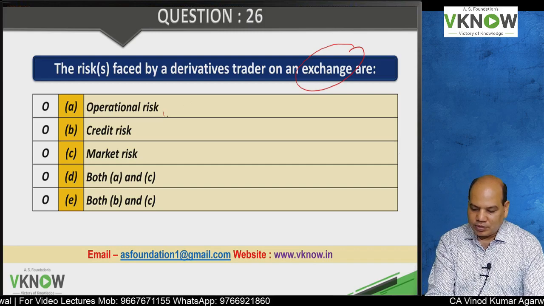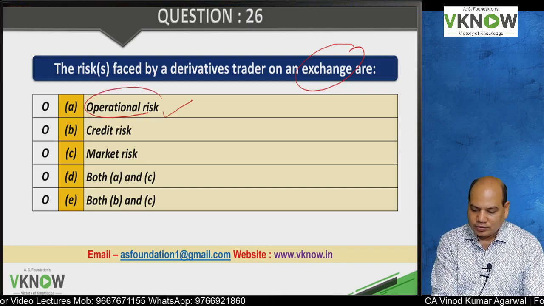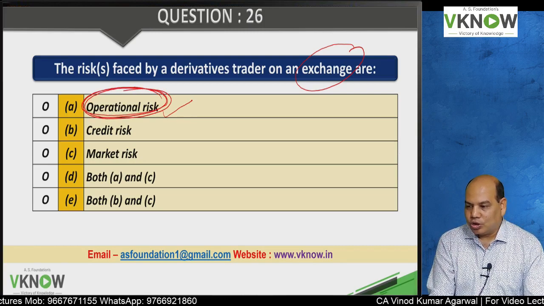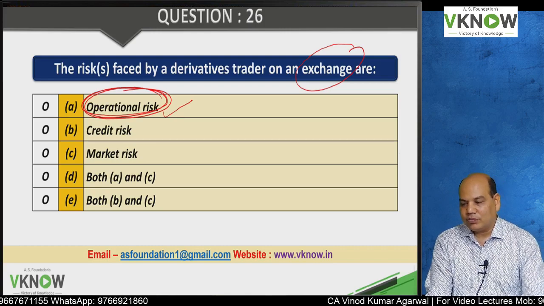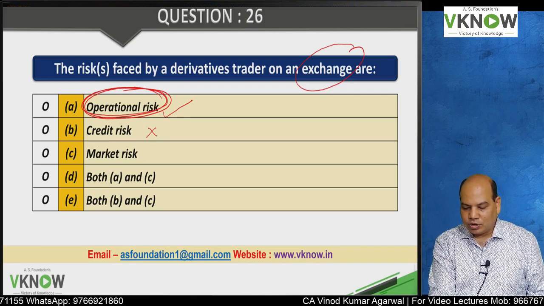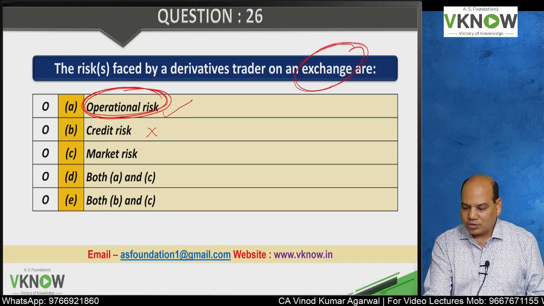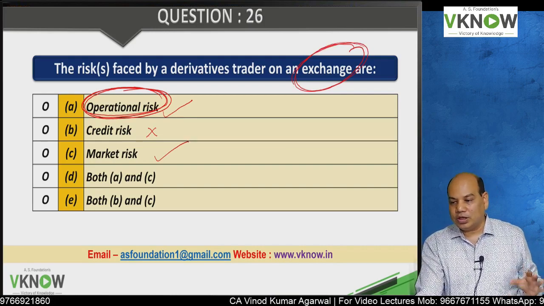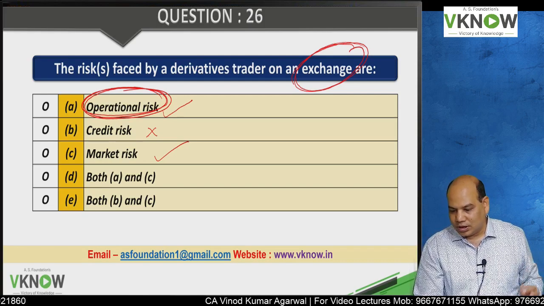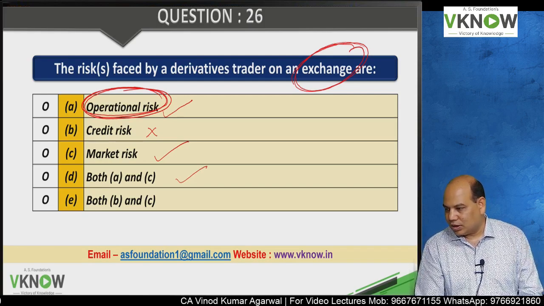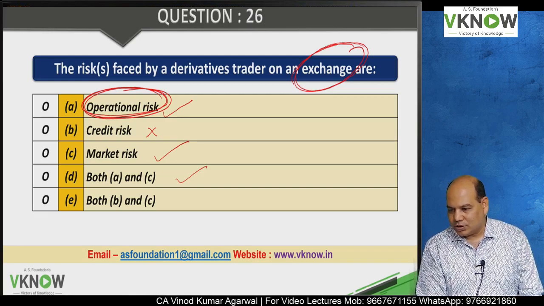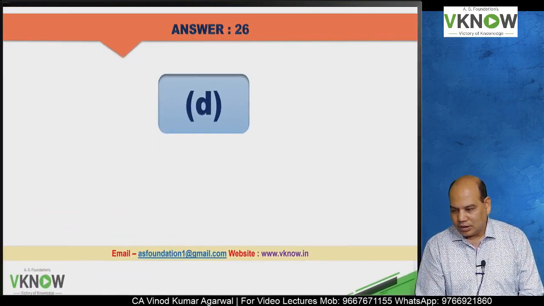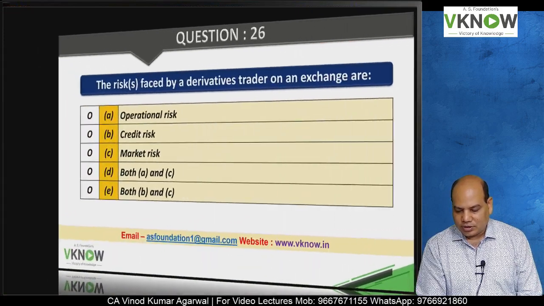Operational risk is there. You can punch a wrong data. One case study we have discussed in our syllabus: due to wrong punching, instead of long, you have punched short by the staff and you suffered a loss. Credit risk is not there because exchange is a guarantee mechanism. Market risk is there. Share market can move in any direction. So option A and C. Let me see what is the institute's answer. Option D is the right answer.